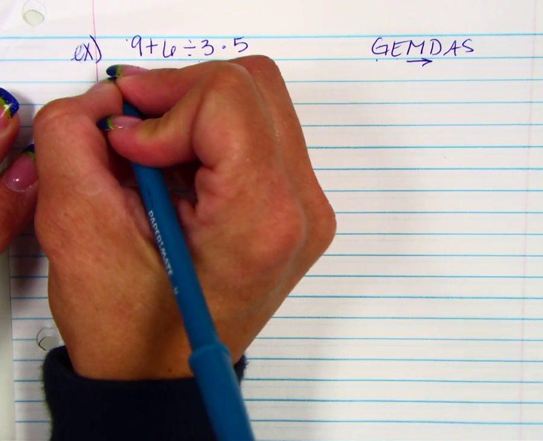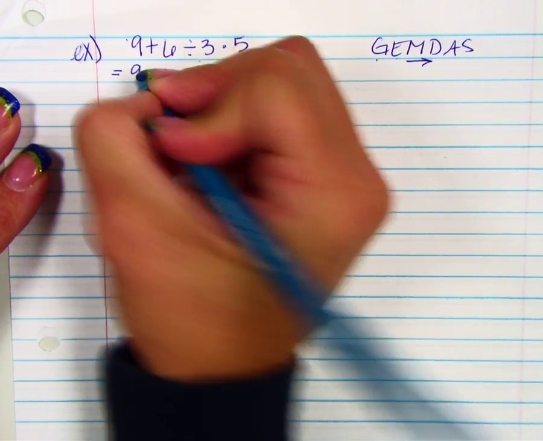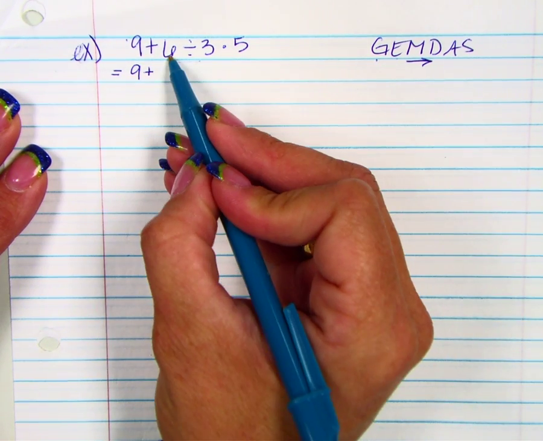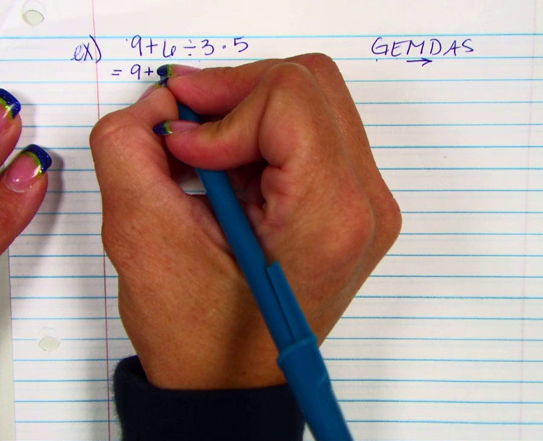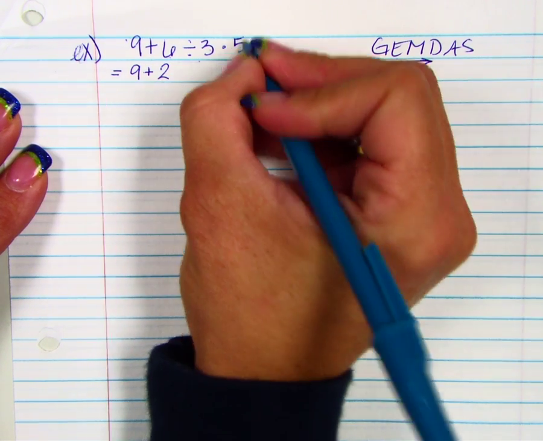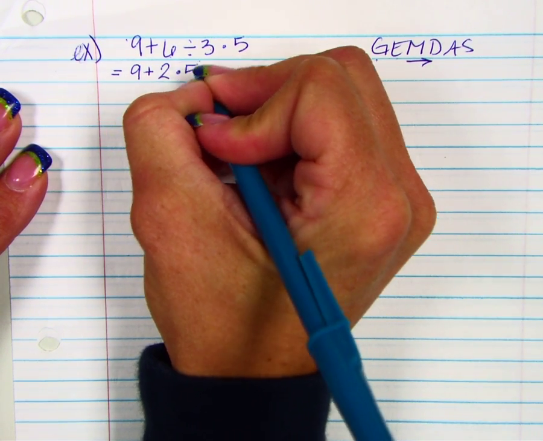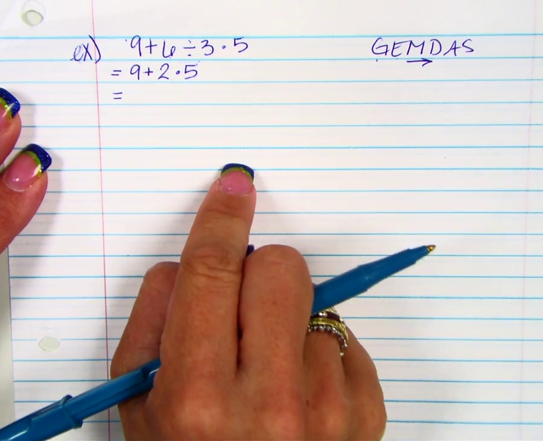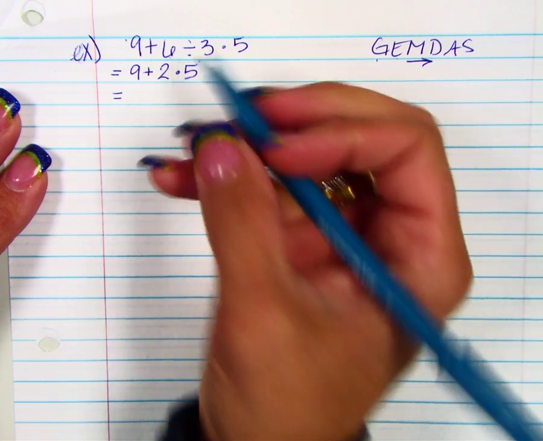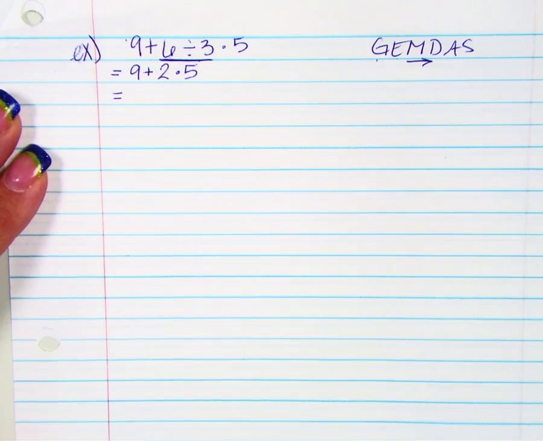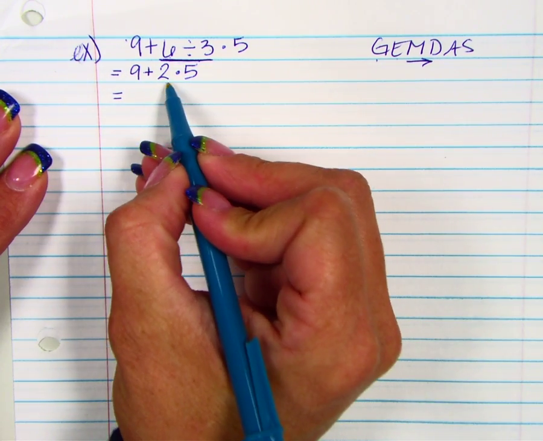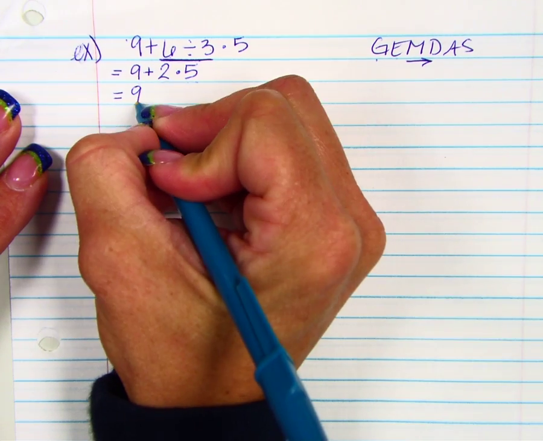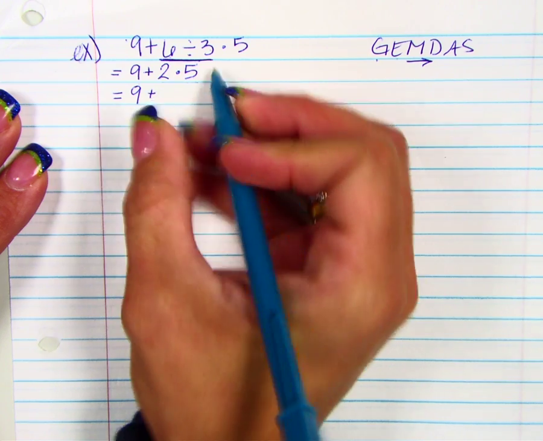So in order to do this problem, I have to leave my 9 alone, leave my addition sign alone, and do the division. 6 divided by 3 is 2. And now I write my next step, times 5. And I need to keep going. Now I never do 2 operations at once. I have to show all my steps. So I did my first division piece, and now I'm going to do my multiplication piece because multiplication must come before addition. So I'm going to write 9 plus, and 2 times 5 is 10.